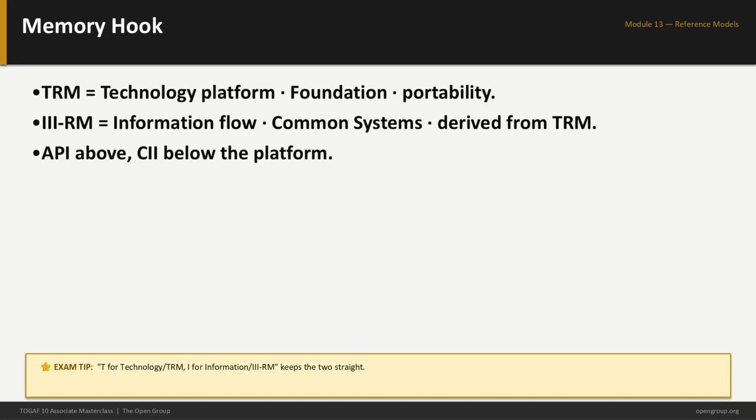A quick memory hook to keep the two straight. Think of the letters. TRM starts with T, for technology platform, it's the foundation model about portability. 3RM starts with I, for information flow, it's the common systems model derived from the TRM. T for technology in TRM, I for information in 3RM. And one more spatial hook for the TRM structure, API above, CII below the platform. Those two little associations, T versus I, and API above CII below, resolve the overwhelming majority of reference model questions the exam can pose. Simple, but effective under pressure.